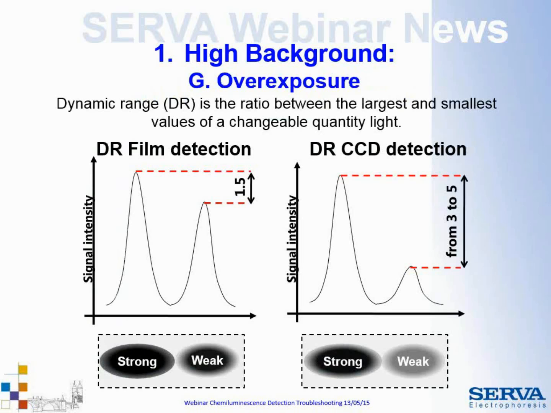So in general, the digital camera system is a better system for this detection, but it is also an expensive system, so you have to decide what method will be good for your applications, and if it's worth investing in a CCD system, or if films are enough for your analyses.